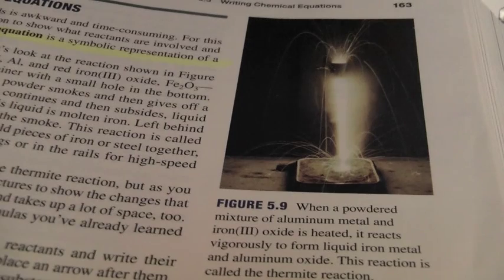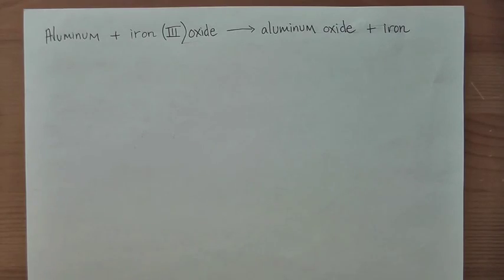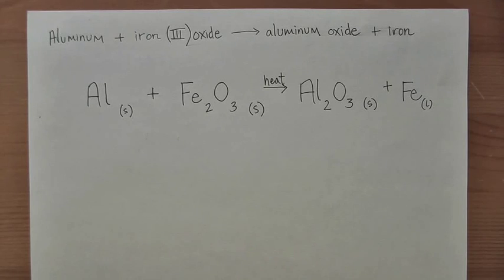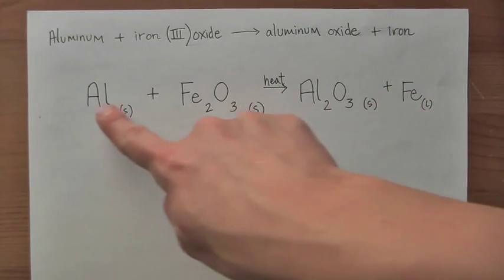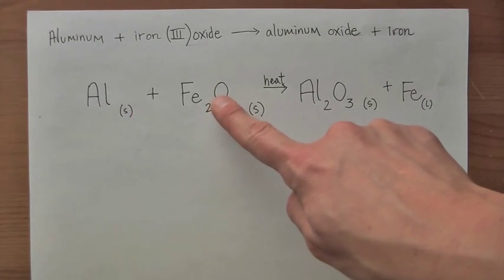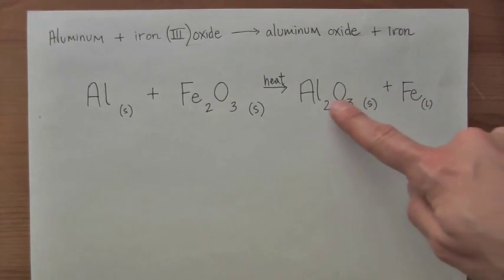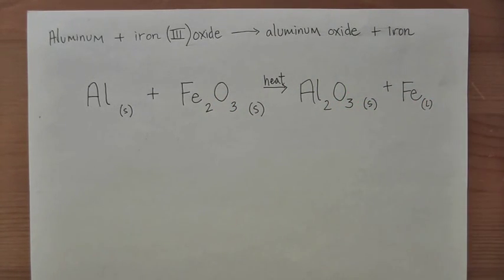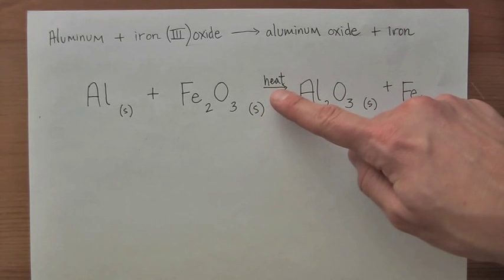Now that was a long-winded explanation. Let's take it to paper and see if we can make a symbolic representation of this reaction. Here's the word equation for the thermite reaction. Chemists use symbolic representations called chemical equations. Here's the chemical equation. We have our reactants, they will react and they will produce our products. For this reaction to take place, we must have heat.